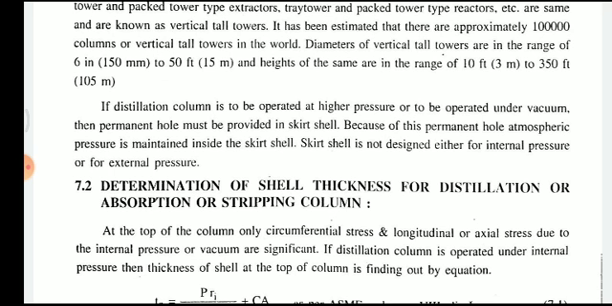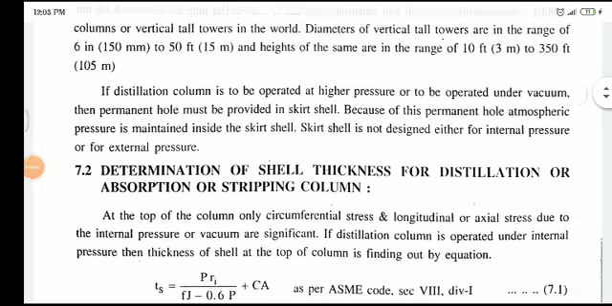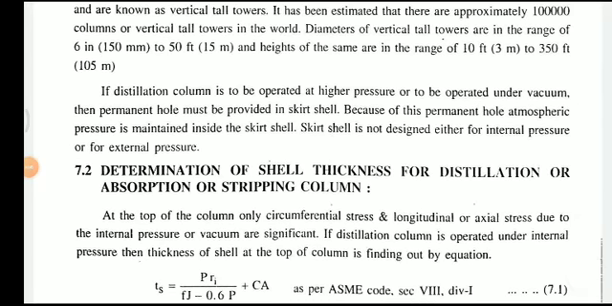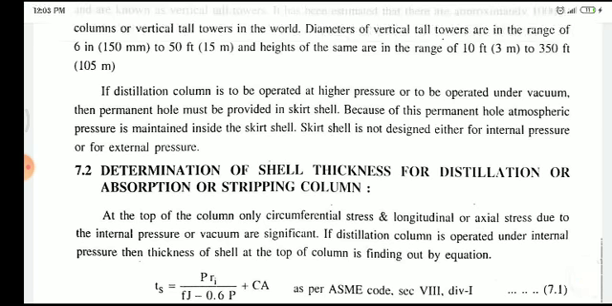If a distillation column is to be operated at higher pressure or under vacuum, a permanent hole must be provided in the skirt shell. Because of this permanent hole, atmospheric pressure is maintained inside the skirt shell, and the skirt shell is not designed either for internal pressure or for external pressure.